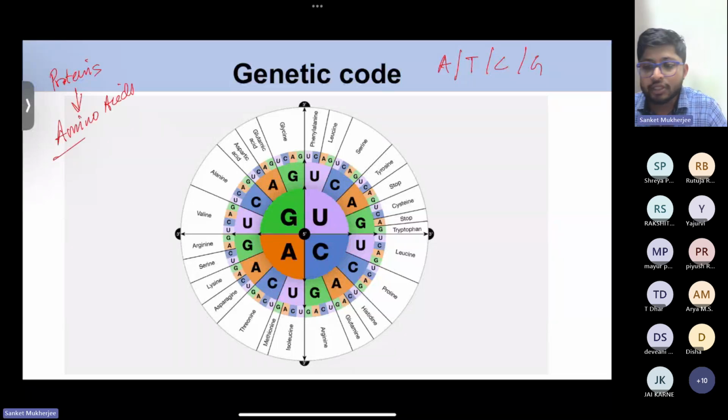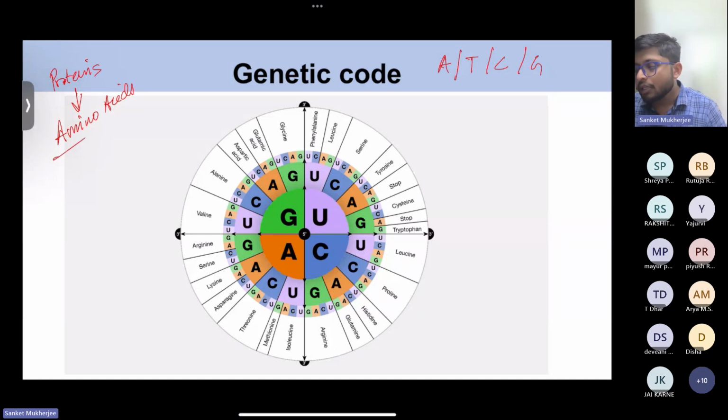I hope you know this. It's made up of amino acids. Now, there are 20 amino acids. There are 20 major amino acids. Like there are 4 different letters for DNA, for amino acids, there are 20. And this combination of amino acids forms protein, right?